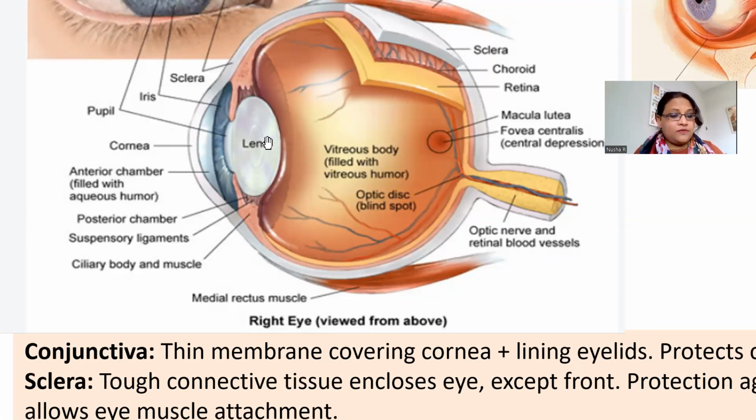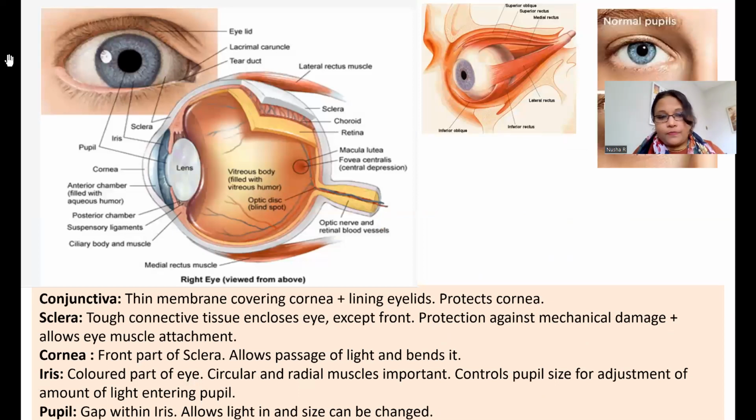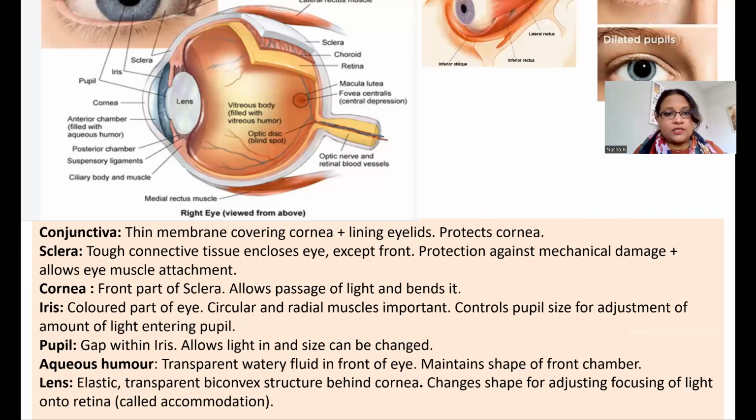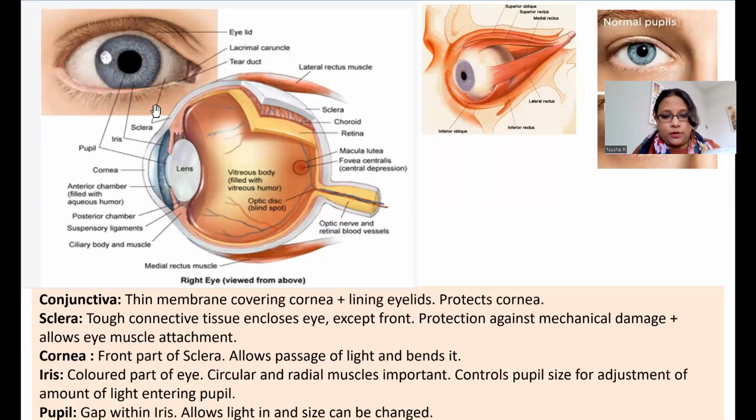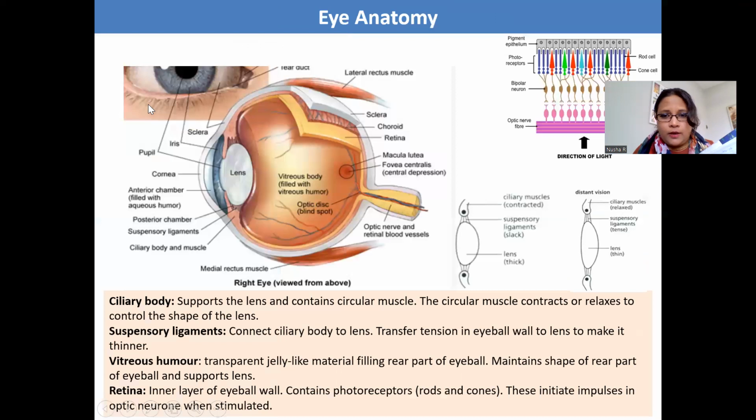So what is the purpose of the lens? It changes shape. Sometimes it's fat, it's thick, sometimes it's thinner. Right, let's see. So here we go. So that's the lens. Sometimes it's thick, sometimes it's thin. So it changes shape to adjust the focusing of light onto the retina. So that's what it does.